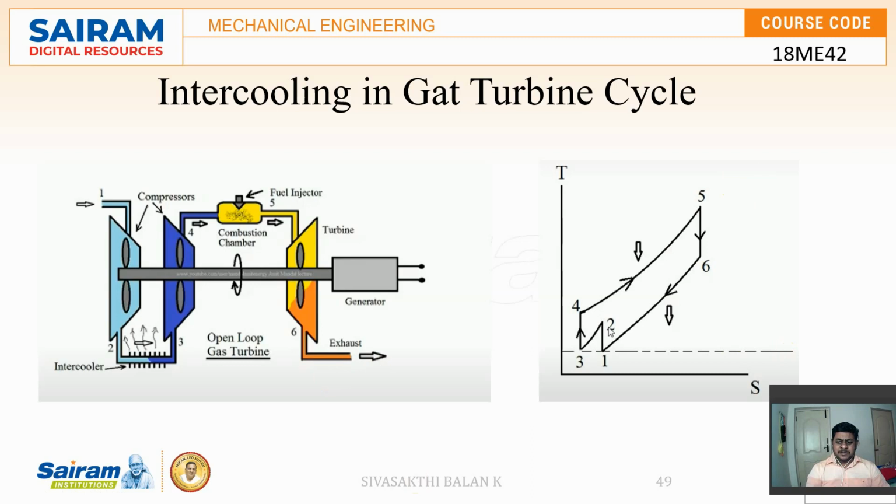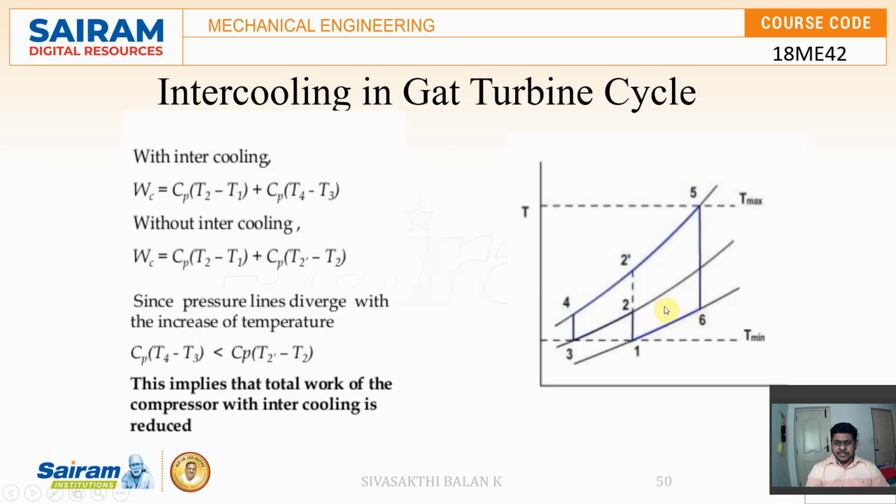The difference between the intercooling TS diagram and the open Brayton cycle TS diagram is the process between 1, 2, 3, 4. The remaining will be the same. In this diagram, we can easily identify the difference between these. 1 to 2 to 2 dash is the ideal open Brayton cycle or simple Brayton cycle, whereas 1, 2, 3, 4 is the intercooling Brayton cycle or intercooling gas turbine cycle.